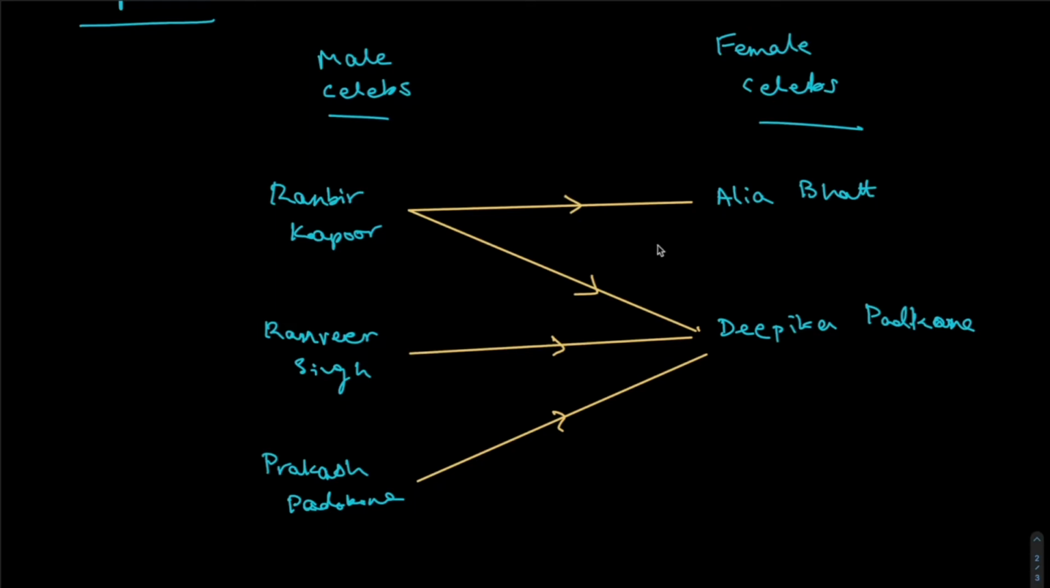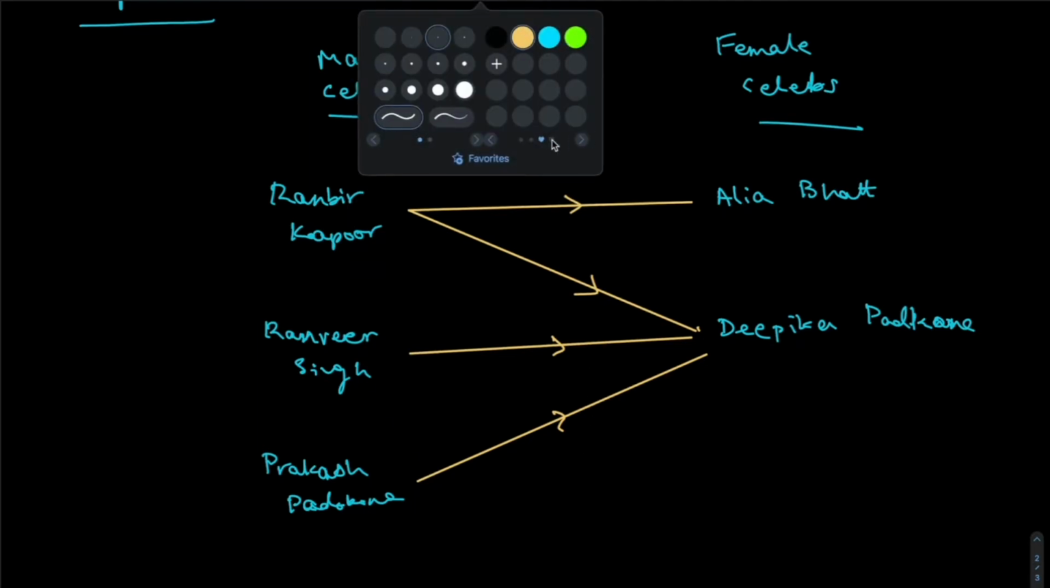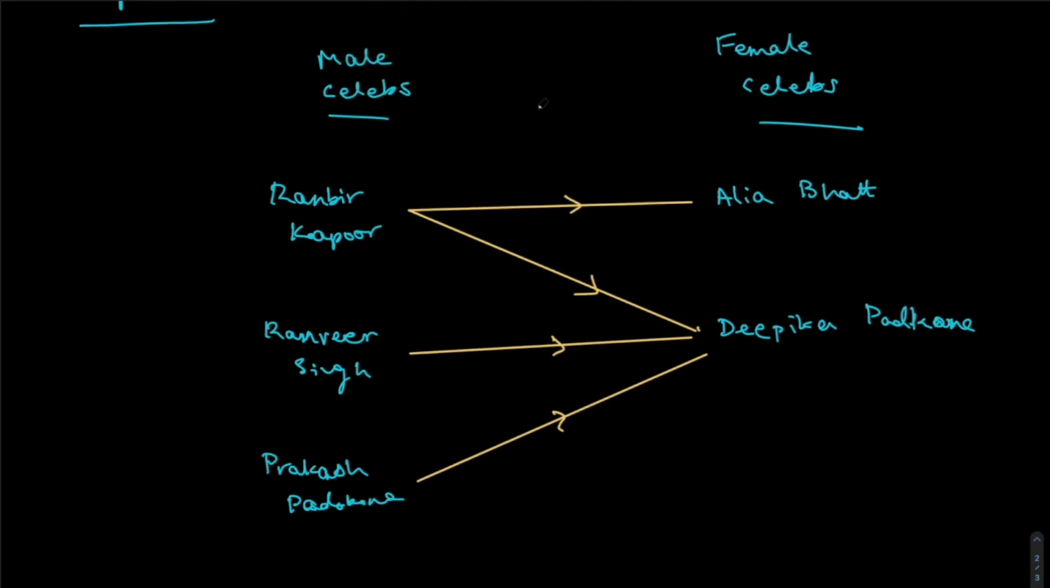Also, you can make a similar chart like this with male celebs and female celebs, and draw arrows like this, making a relation. So here again, the relation is that Ranbir Kapoor, Deepika Padukone, Ranveer Singh, Deepika Padukone, Prakash Padukone, Deepika Padukone. That is the relation that's being drawn here, right? So again, if I had to list out the relations, we can say that they're married, exes, and married, and father-daughter, right?